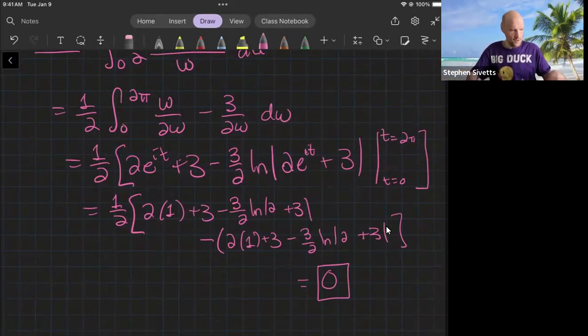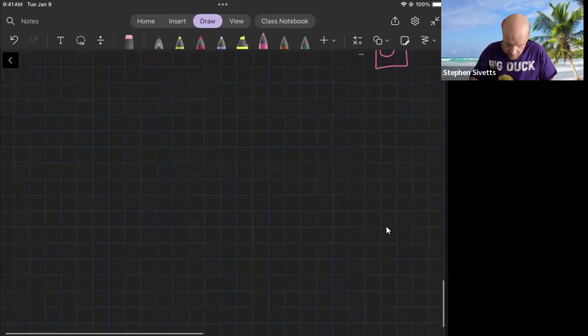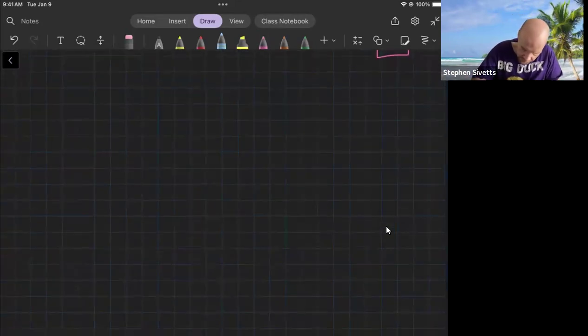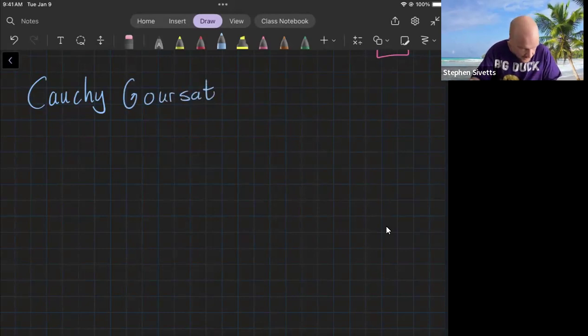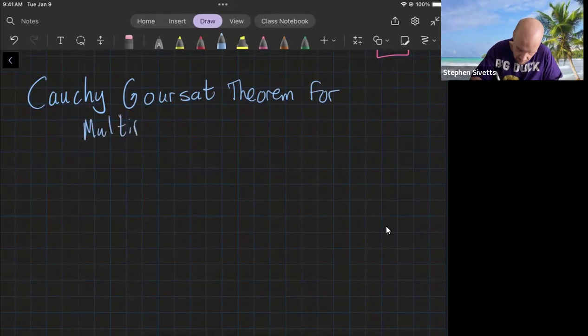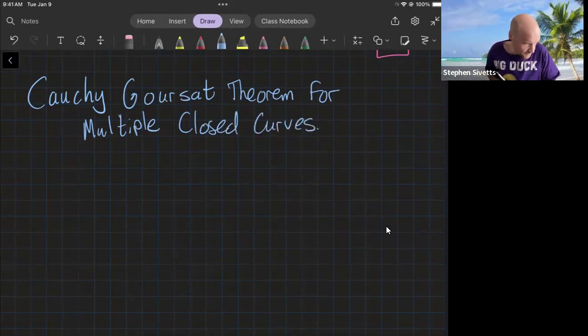Okay. So this is a pretty powerful theorem, because we can use this theorem for multiply connected domains. For multiple closed curves, I'll say. Okay.